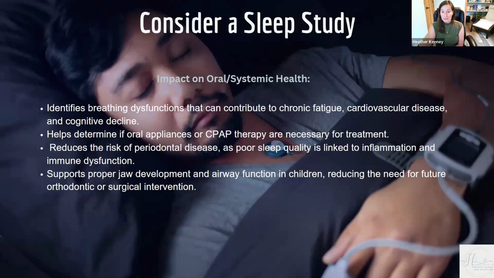Oftentimes if I see a low nitric oxide score, I'm having the airway conversation, especially if we're not overusing antimicrobials. The first thing I usually ask is, are you using Listerine or chlorhexidine or some of the over-the-counter rinses? If they're not, then generally I'm looking at other scores to see if I can correlate whether there's a mouth breathing component, and then I consider a sleep study. So sleep studies are super helpful.